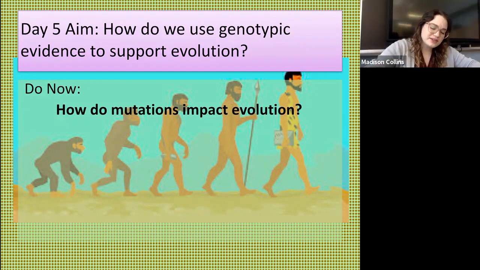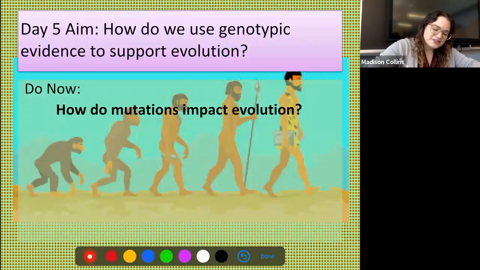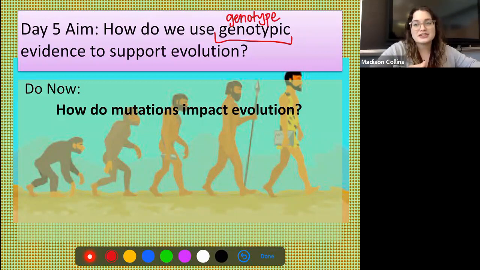Now, this word genotypic is new, but it looks really similar to that word we learned in our genetics unit called genotype. And remember when we talked about an organism's genotype, we were just looking at the genes that they have. So when we see this word genotypic evidence, we're just talking about the similarities in genes between organisms, or even just the similarities in the DNA sequencing. So we're just talking about genetic evidence.